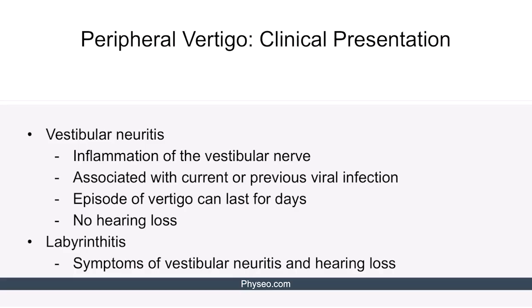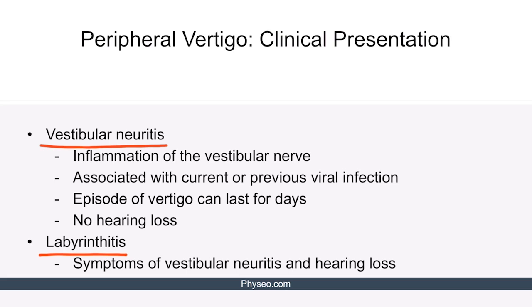Let's talk about vestibular neuritis and labyrinthitis. As the name implies, vestibular neuritis is the inflammation of the vestibular part of the cranial nerve 8. Vestibular neuritis is associated with current or previous viral infection. It usually causes episodes of vertigo that can last for days. Importantly, vestibular neuritis has no hearing loss. As for the labyrinthitis, it is the inflammation of the inner ear structures, including that of cochlea.